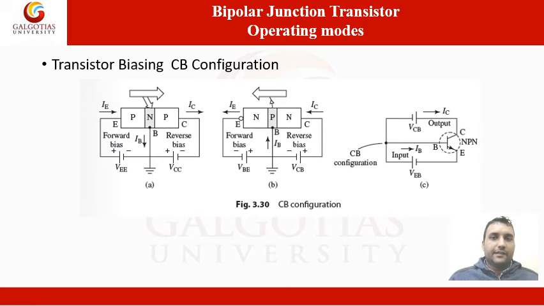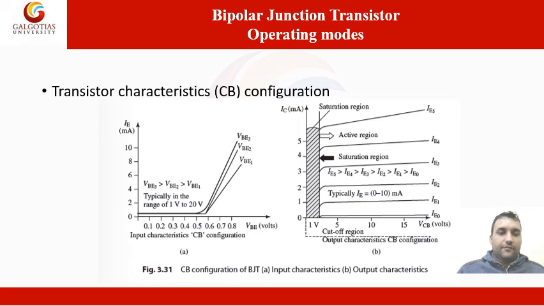Bipolar junction transistors, this is the operating mode. This is transistor biasing, CB configuration. This is a CB configuration. Here the P and N types are there. This is the forward bias. This is the reverse bias. This is IE and this is IC. This is transistor characteristics and configuration, that is, input characteristics of the CB configuration. This diagram shows this operating mode.